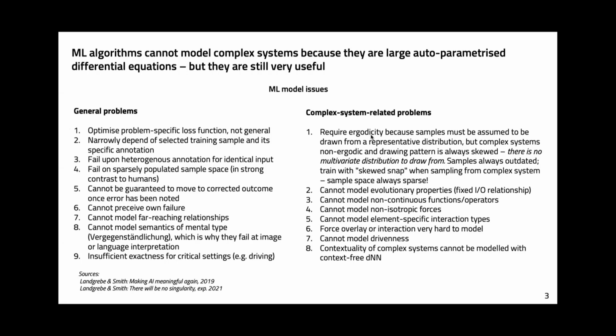So on the left-hand side, you see the problems that everybody knows. So that they optimize problem-specific loss functions that don't generalize well, that they narrowly depend on the selected training samples and the specific annotations of these samples, that they fail upon heterogeneous annotation of identical input. So if identical input but different output, it will be very stressful, so to speak. I mean, it will not train well.